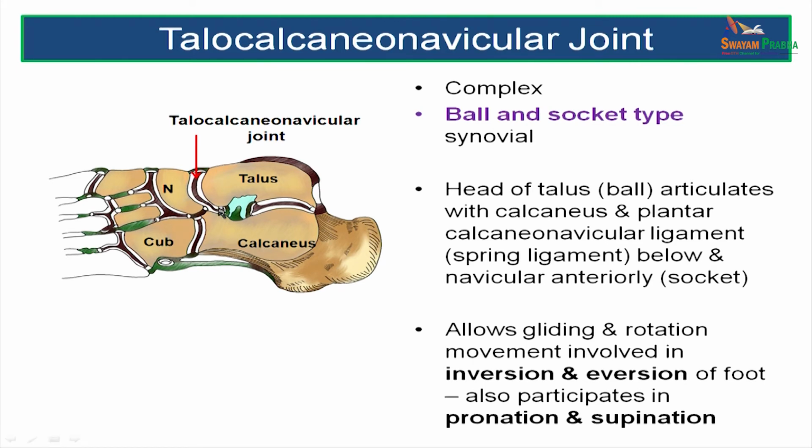It is a ball and socket joint, the ball being the head of the talus and the socket formed by the navicular and calcaneus anterior facet. It is supported from below by a very strong ligament on the medial side called the spring ligament. It allows a gliding and rotational movement to take place, which gives you movements of inversion and eversion. It also participates in the movements of pronation and supination.